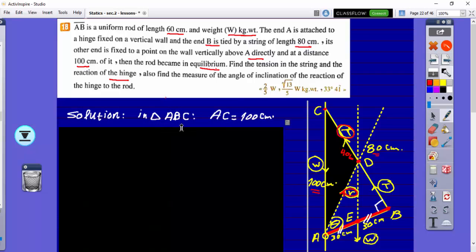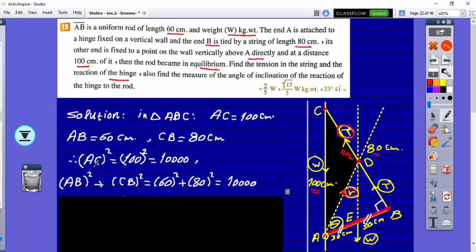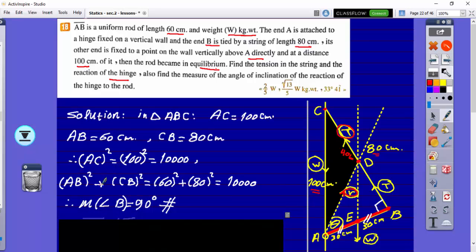Starting from here, in triangle ABC, we have AC equals 100 centimeters, AB equals 60 and BC equals 80. So AC squared equals 100 squared, which equals 10,000. AB squared plus CB squared equals 60 squared plus 80 squared, which also equals 10,000. So AC squared equals AB squared plus CB squared, and we can consider that AC is the hypotenuse in this triangle ABC. So the measure of angle B equals 90 degrees. I will use it later to find the inclination angle between the reaction and AB, the included angle between AD and AB.